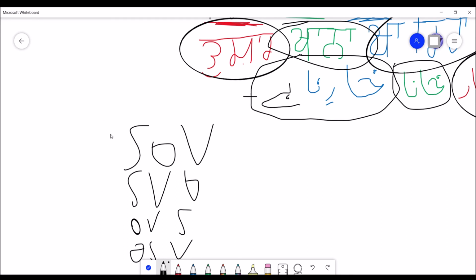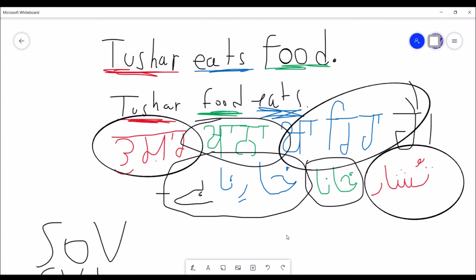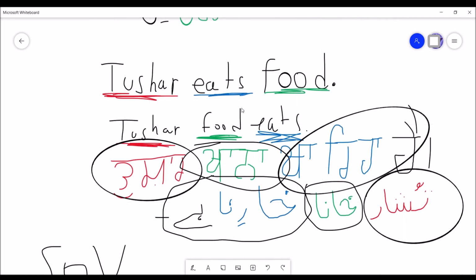But I recommend using the first one. Learn it. Don't avoid learning it, because there is a way to normally say it with the English structure. The reason is just so you don't sound weird. In English, I can't really map this onto it, because if I said "Tushar food eats," then you would get confused, but you might be slightly able to understand.